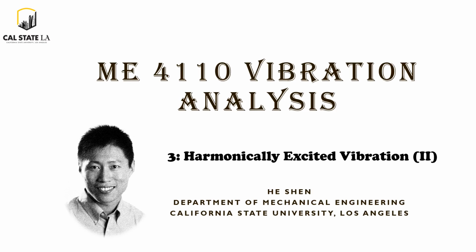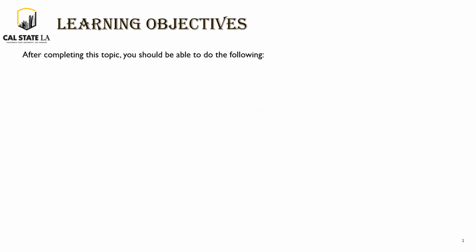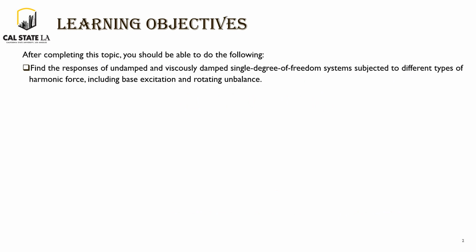So hi everyone, today we're going to look at the second part of harmonically excited vibration. After completing this topic, we will be able to do the following. Find the response of an undamped and a viscously damped single degree of freedom system subject to different types of harmonic forces. We already did the response for the undamped system, and today we're going to look at viscously damped single degree of freedom systems.